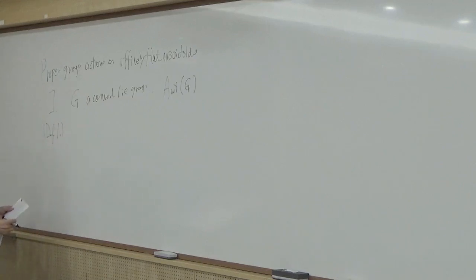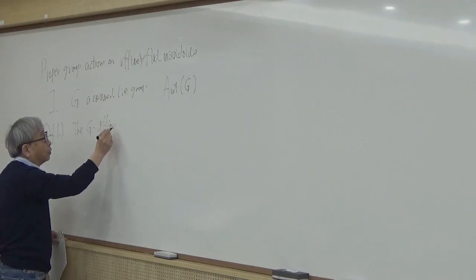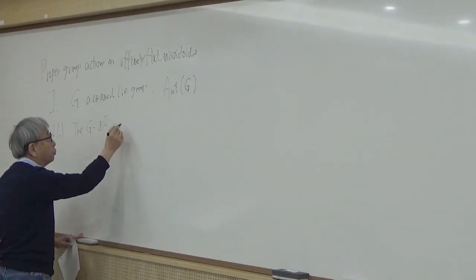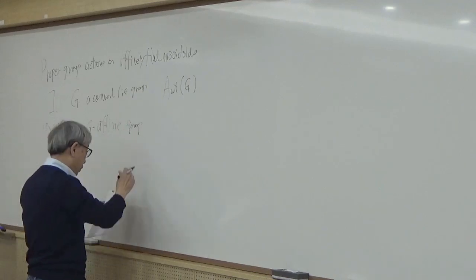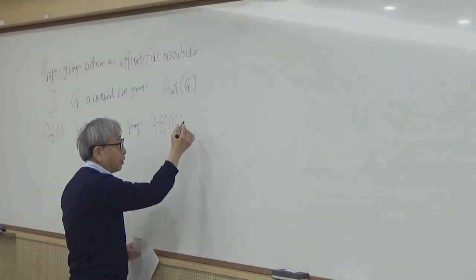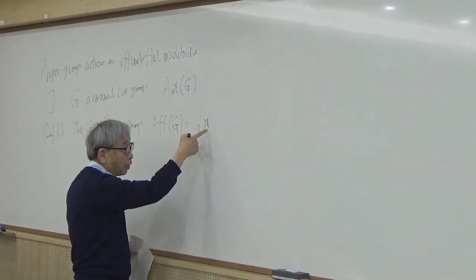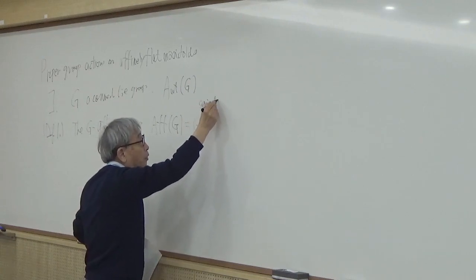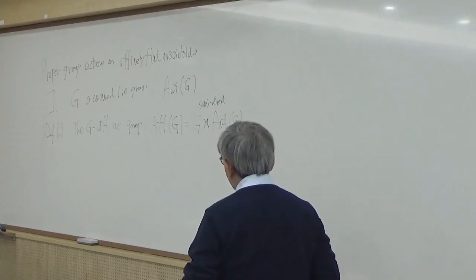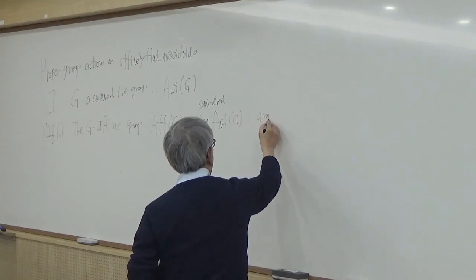First, we define this thing. I say that the G affine group, written Aff(G), is a so-called semi-direct product. I use this notation, not the product, but the semi-direct product, of G with this group Aut(G). So this group is not the direct product, but the semi-direct product. The group law is as follows.